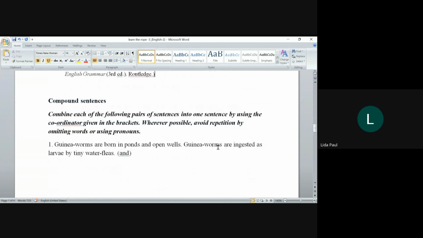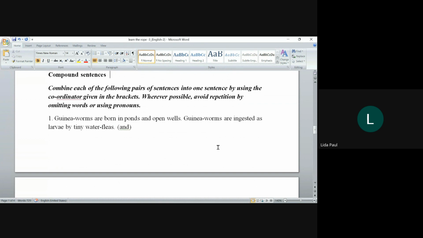Okay, let's do one thing. I don't want to get into that other part immediately. We'll do this exercise, right? Combine each of the following pairs of sentences into one sentence by using a coordinator. So this is a practice for you in compound sentences. Wherever possible, avoid repetition by omitting words or using pronouns, right? So your task is to combine the sentences into a compound sentence, right?